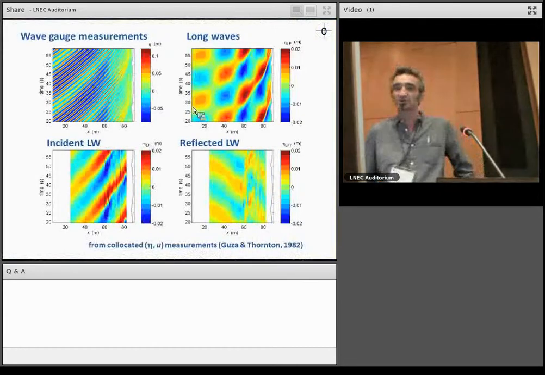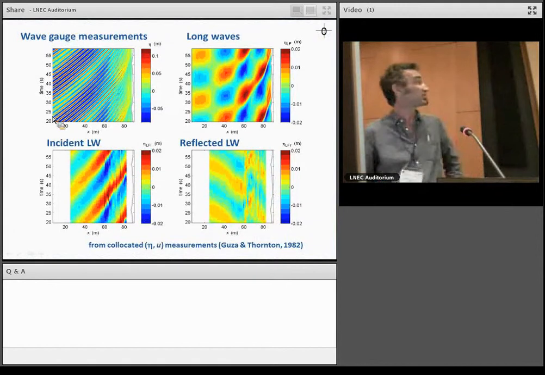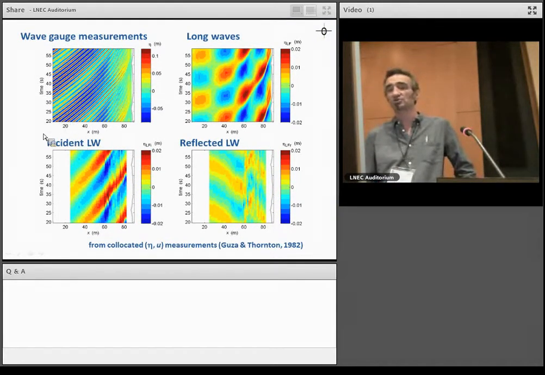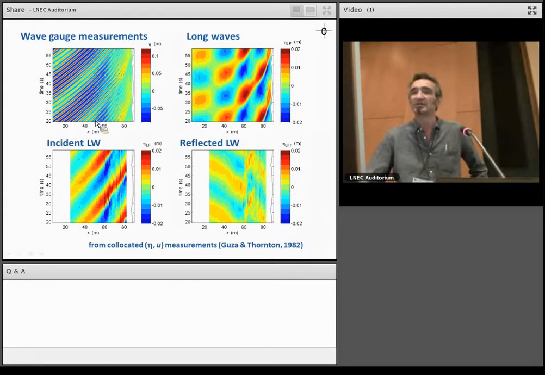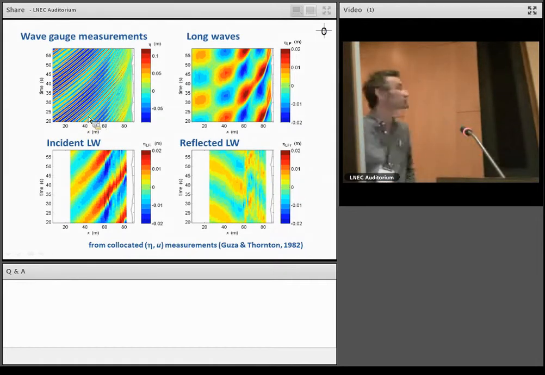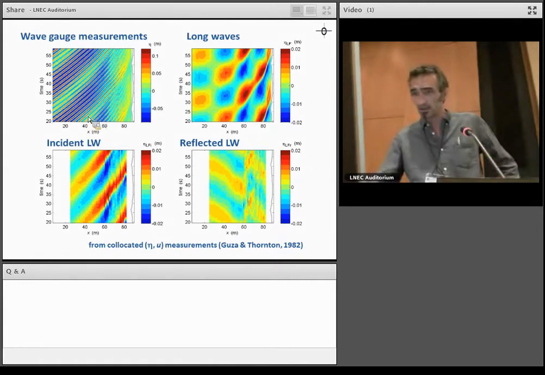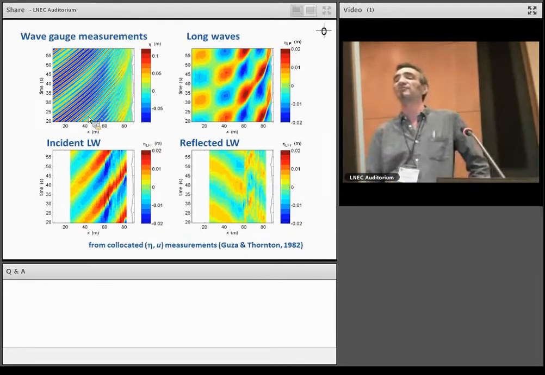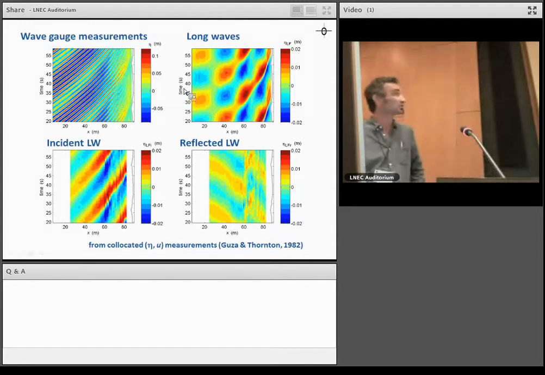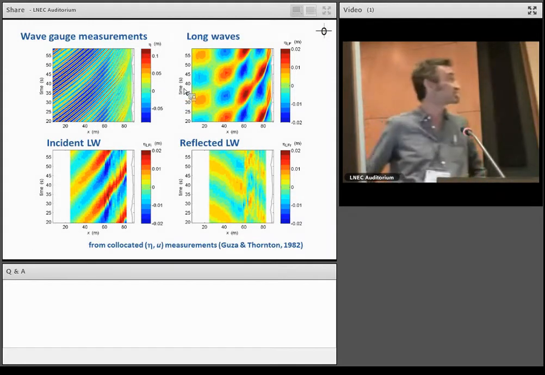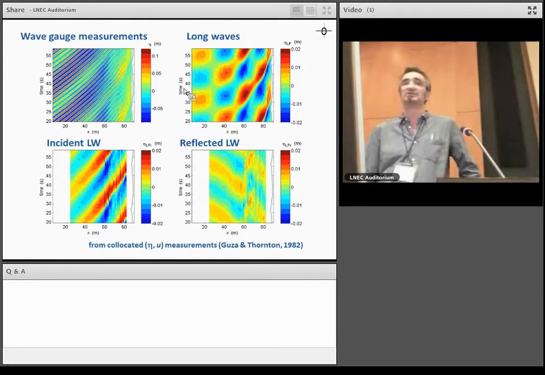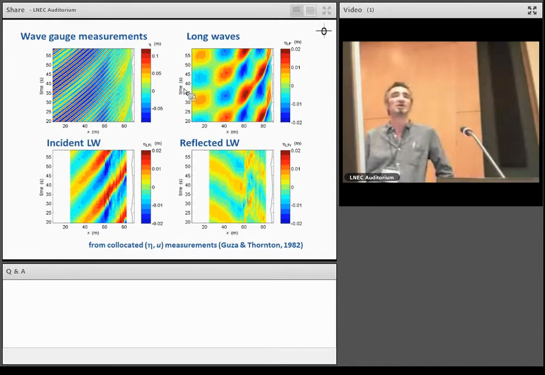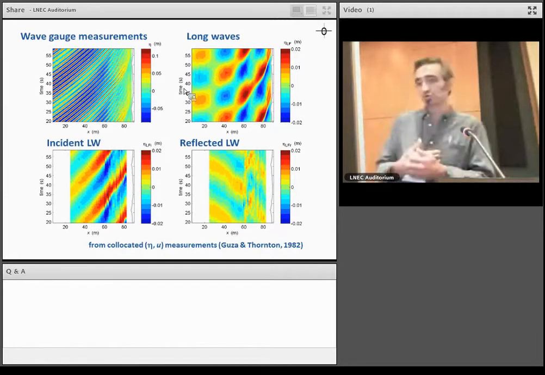So one of the difficulties here is to separate what is incoming to the beach and what is reflected from the beach. You can estimate that by analyzing co-located signals, free surface elevation eta and the horizontal cross-shore velocity u, and so you get this pattern on the bottom left, incident waves, and reflected waves on the bottom right. This is difficult to discriminate in the breaking zone, around 60 or 65 meters.